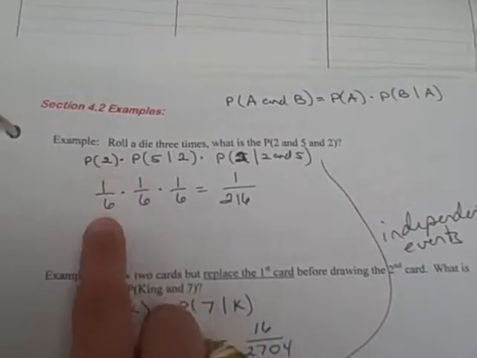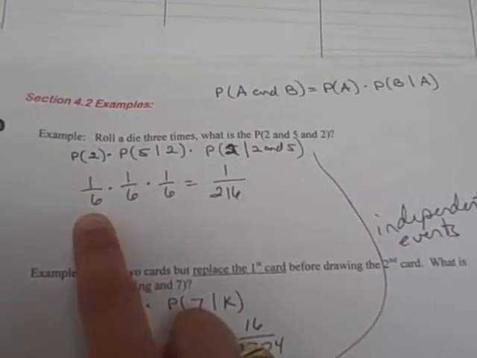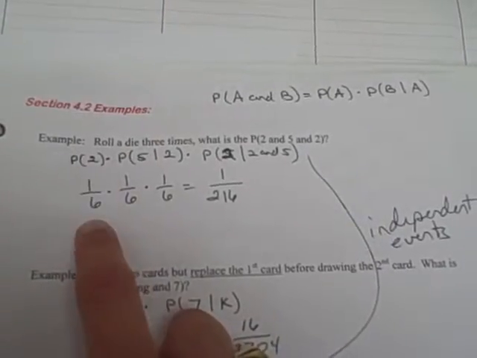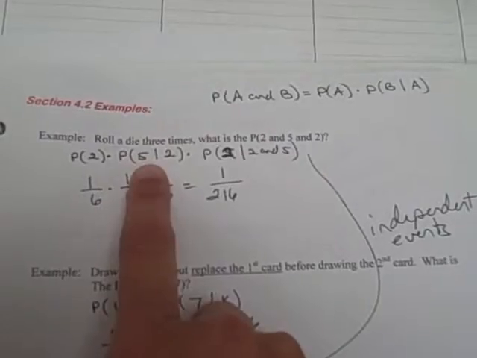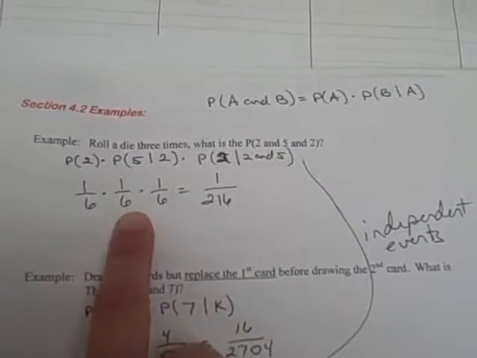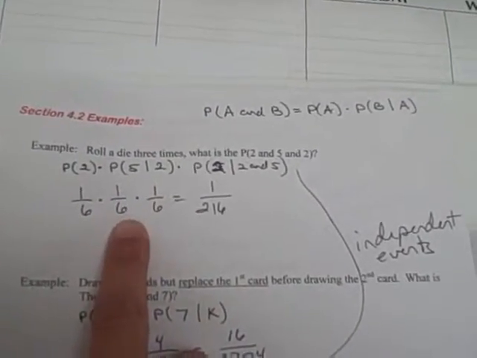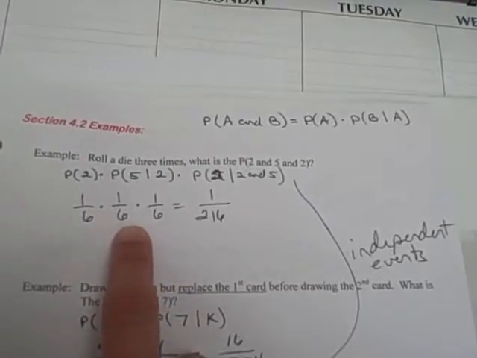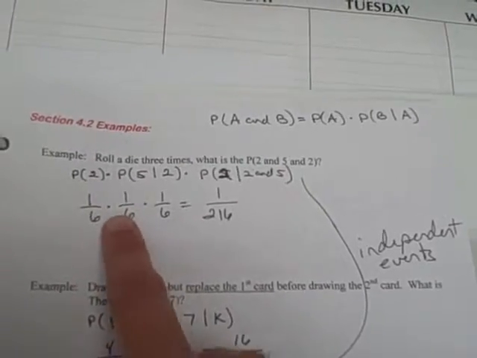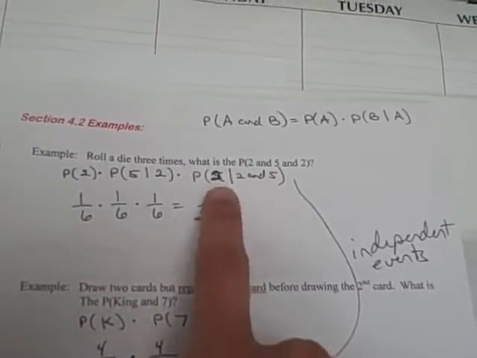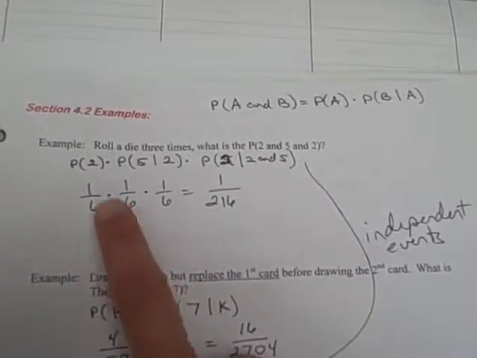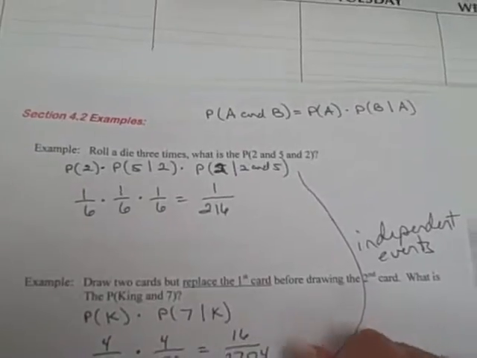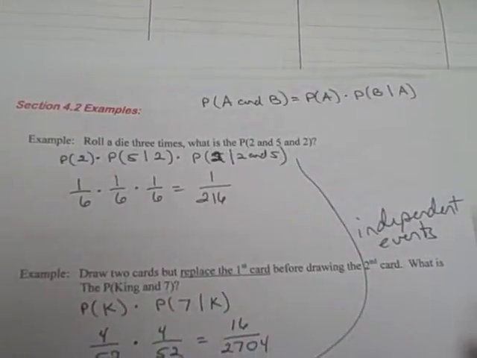So the probability of rolling a 2 on a die is 1/6. Even if we assume we got a 2 that first time, that's not going to change the probability of a 5. Rolling a 5 on a die is a probability of 1/6. Okay? And then again, it doesn't matter what we rolled these first 2 times. The probability of rolling a 2 on the third roll is 1/6. So we do 1/6 times 1/6 times 1/6, which is 1/216.